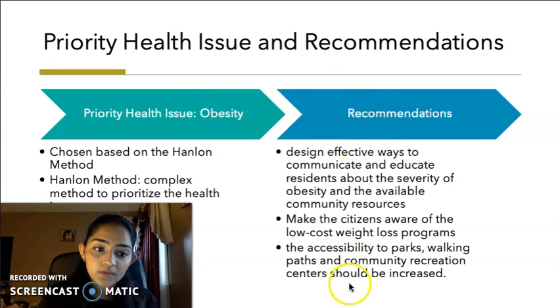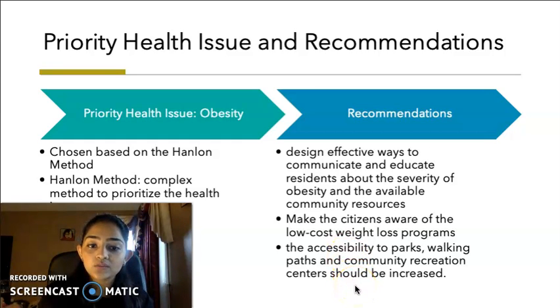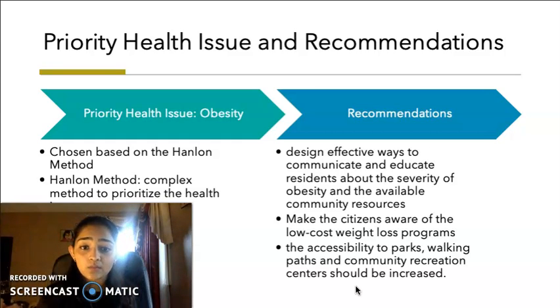And these are the three recommendations. So the community officials should design effective ways to communicate and educate residents about severity of obesity and the available community resources. They should make the citizens aware of low cost weight loss programs. They should provide accessibility to parks, walking paths, and community recreation centers, and this accessibility should be increased. These following recommendations can help prevent obesity.